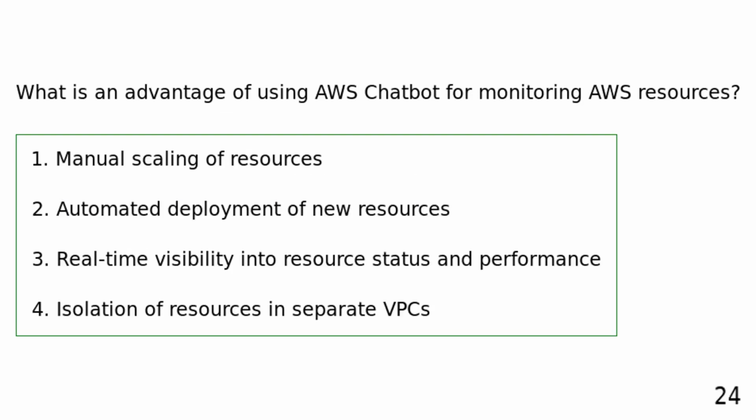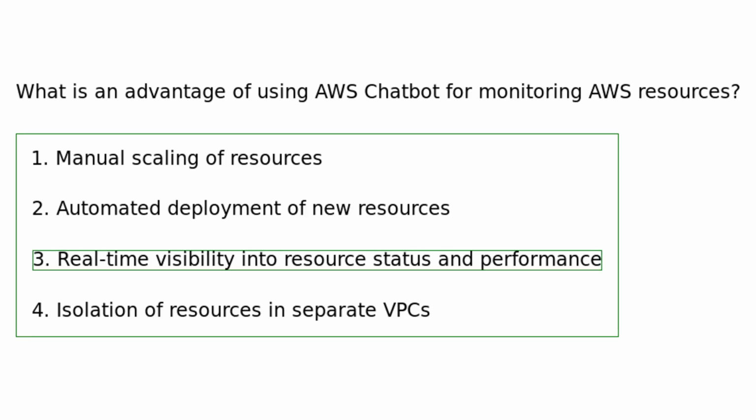What is an advantage of using AWS Chatbot for monitoring AWS resources? Manual scaling of resources. Automated deployment of new resources. Real-time visibility into resource status and performance. Isolation of resources in separate VPCs. AWS Chatbot provides real-time visibility into resource status and performance, enabling users to monitor and manage AWS resources more effectively.